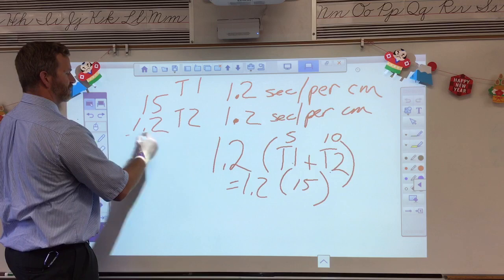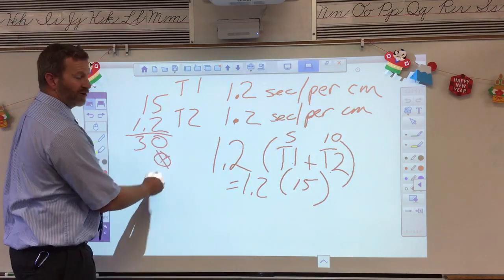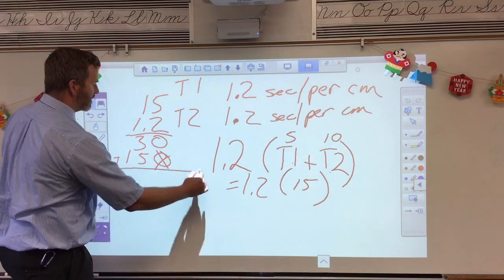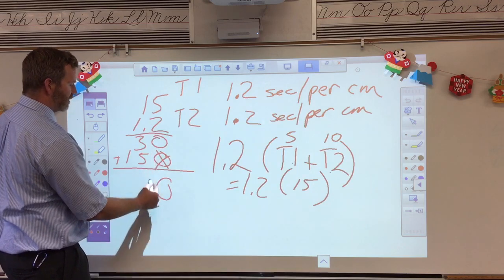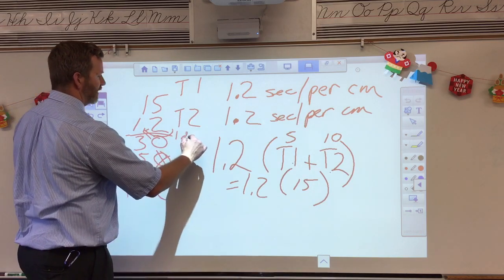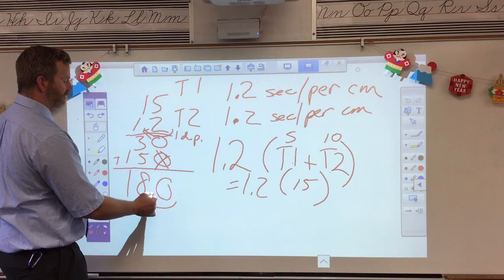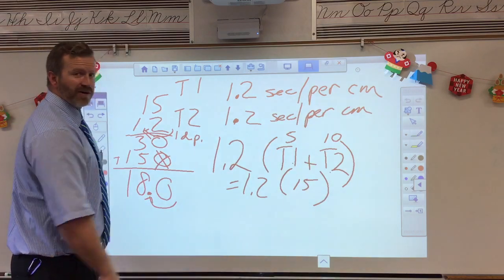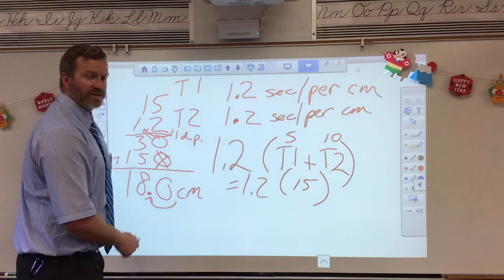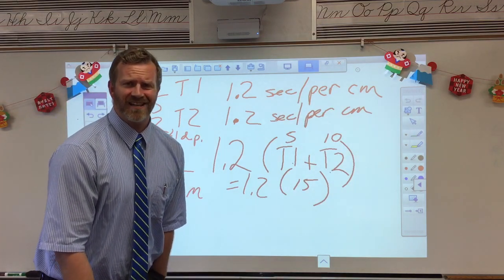So 1.2. So 2 times 15 is 30. We got to put our space holder in there, right? And then 1 times 15 is 15. We add these guys together. There's 0, there's 8, there's 1. And then notice we came over 1 decimal place. 1 decimal place. So we start here, we move over 1 spot, we drop in our decimal. So how far did he travel in that 15 seconds? It would be 18.0 centimeters.